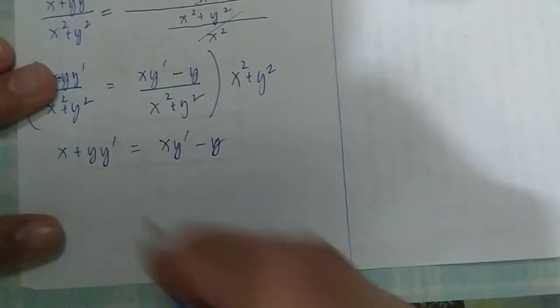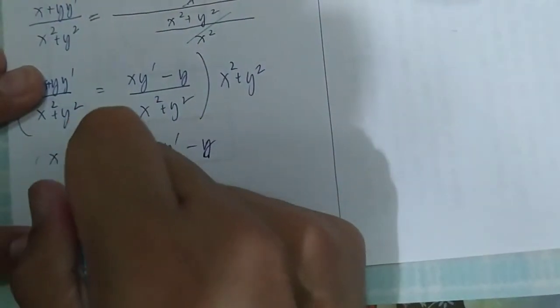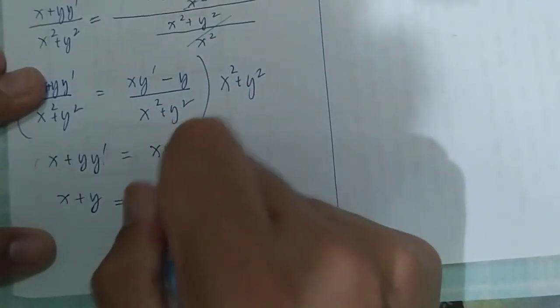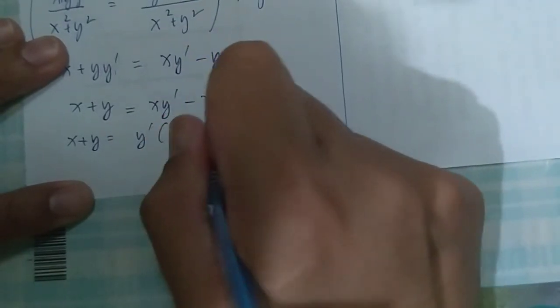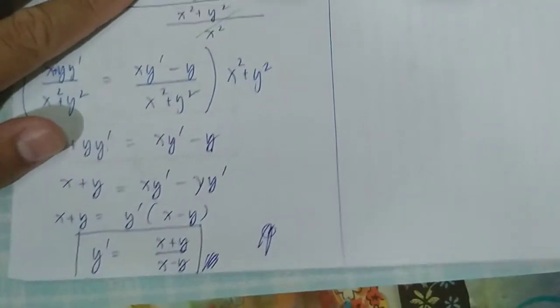So, combining like terms, I can transpose x minus y there. We transpose the negative y to the left, and the y prime to the right. So it becomes x plus y equals xy prime minus y prime. So, y prime is common, so I can factor that out. So, that y prime here is simply x plus y over x minus y, by dividing both sides by x minus y. So, that's our final answer.